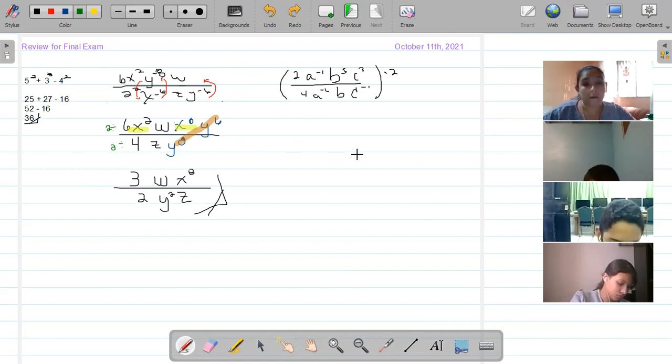And that's it. Okay, next exercise, it's your turn to help me out and tell me step by step what I should do. So I got 2a to the negative 1, b to the 5th power, c to the cube, everything over 4a to the negative 6th power, b, c to the negative 1 power. And everything is being affected by an exponent negative 2 on the outside.